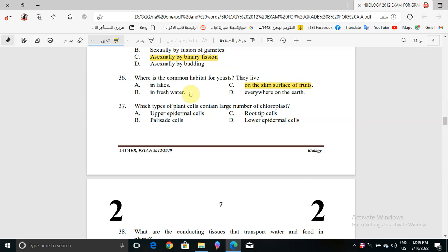Okay, now question number 37. Which types of plant cells contain a large number of chloroplasts? Upper epidermal cells, palisade cells, root tip cells, or lower epidermal cells? The correct answer will be upper epidermal cells that contain a large number of chloroplasts.